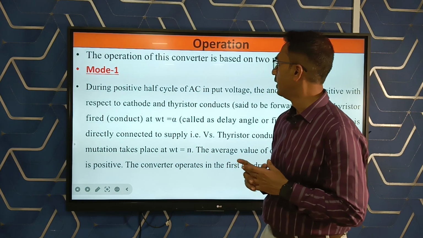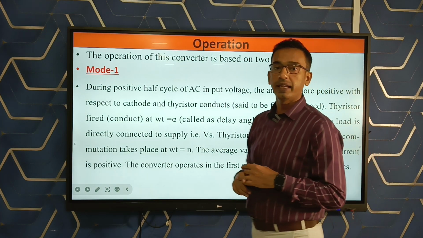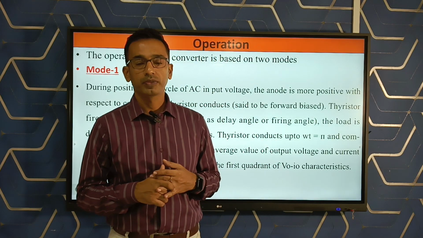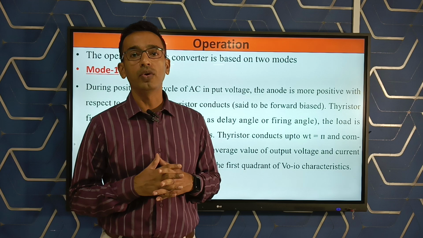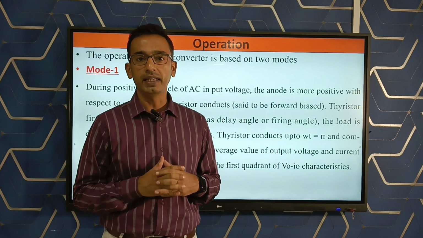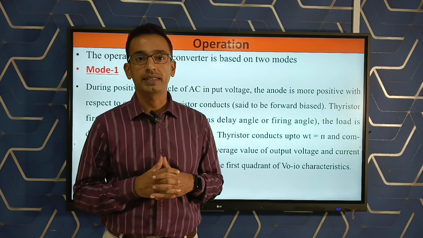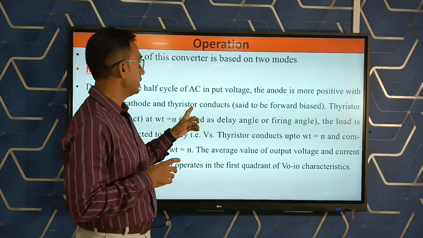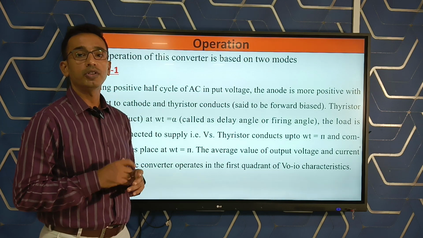In mode 1, during the positive half cycle of the input voltage, the thyristor will conduct. When will the thyristor conduct? The thyristor conducts when the anode is positive and the cathode is negative. During that time the thyristor is forward biased. So the thyristor will conduct in mode 1, and mode 1 means the positive half cycle.